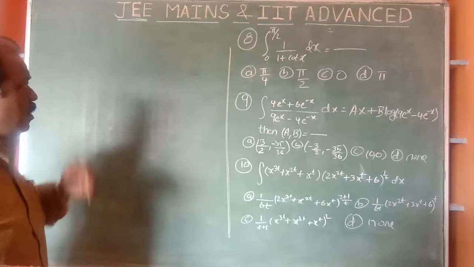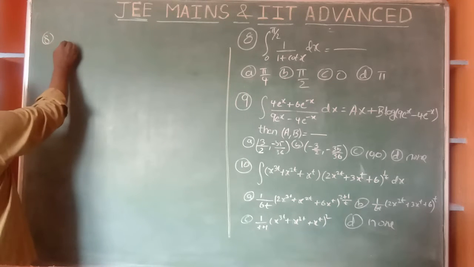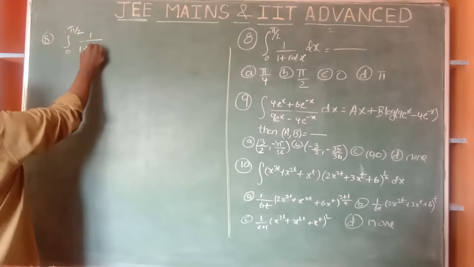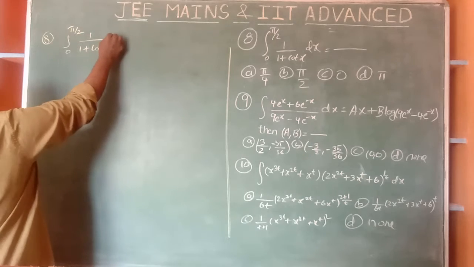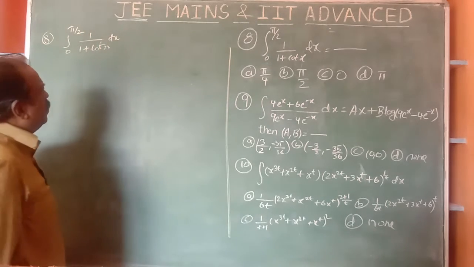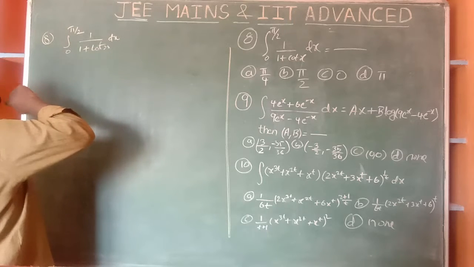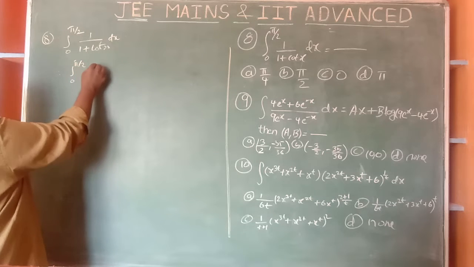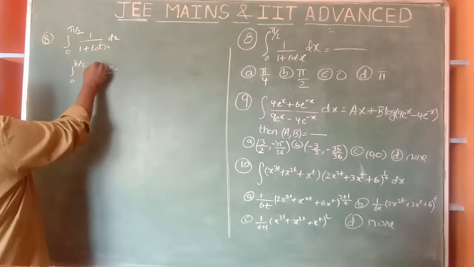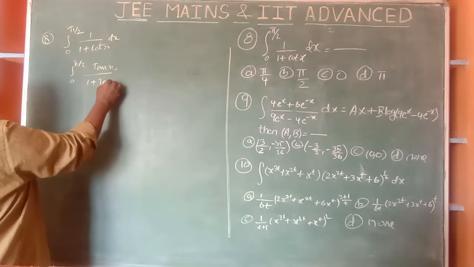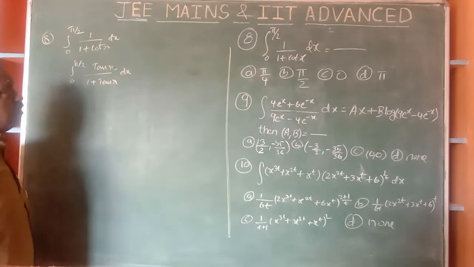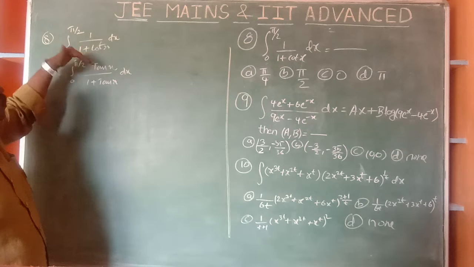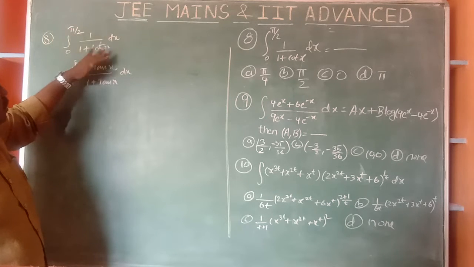You see, 8th problem. Integral 0 to pi by 2, 1 by 1 plus cot x dx. Okay? You see, this is integral 0 to pi by 2 tan x by 1 plus tan x. Try to understand. It is 1 by tan x into 1 plus 1 by tan x. Tan goes up. So tan x by 1 plus tan x.